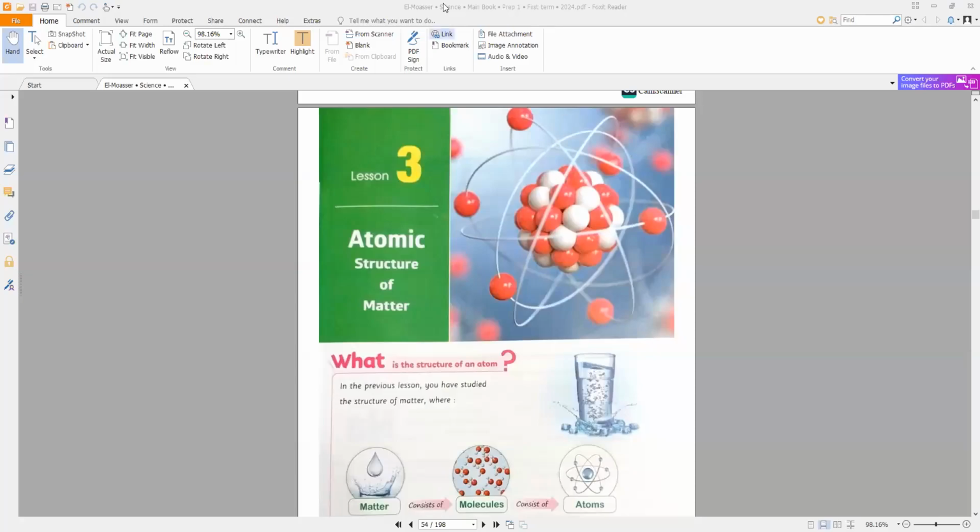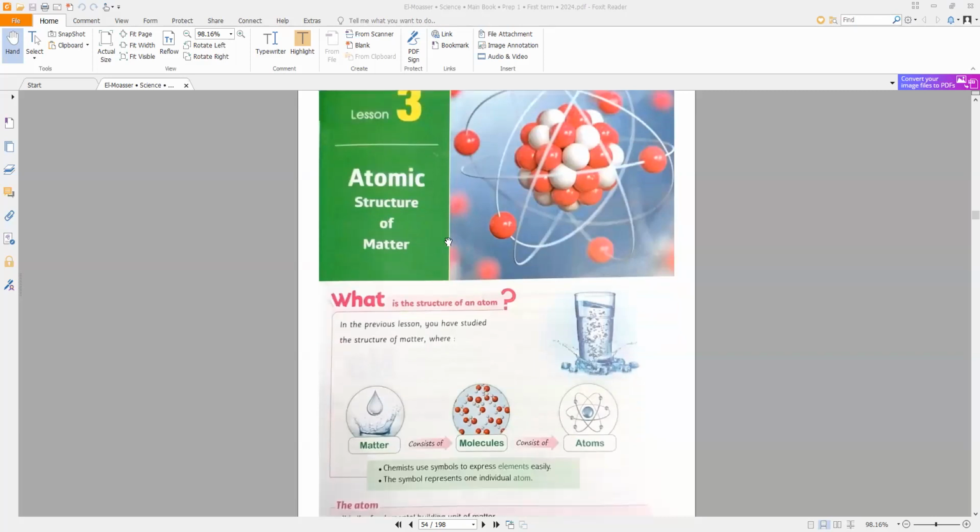Good morning. Our lesson today is about the atomic structure of matter. Last session we talked about the structure of matter. We studied that matter consists of molecules, and these molecules consist of atoms. And today we will talk about the atomic structure of matter.